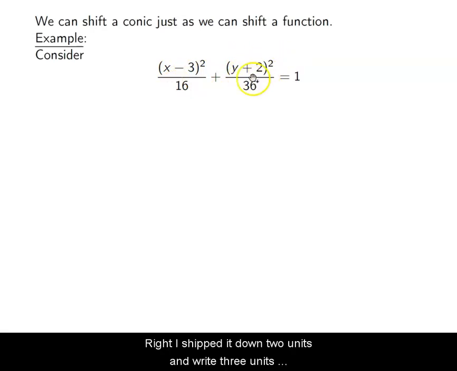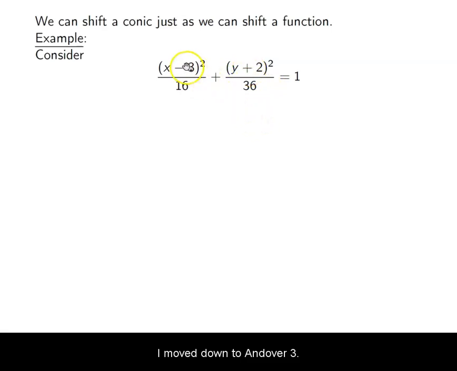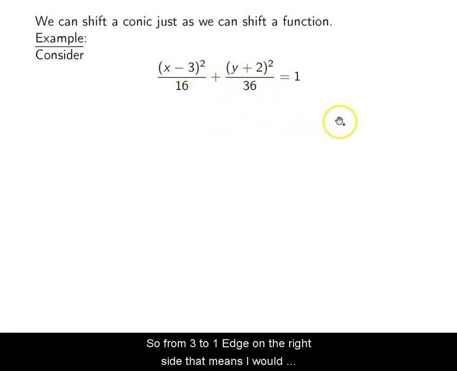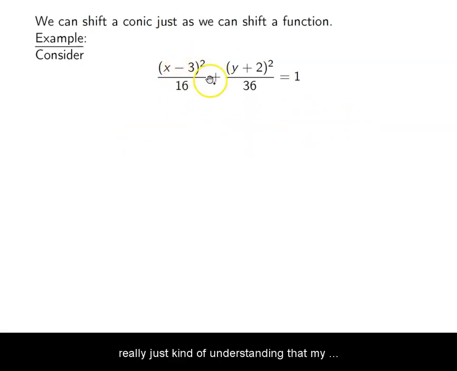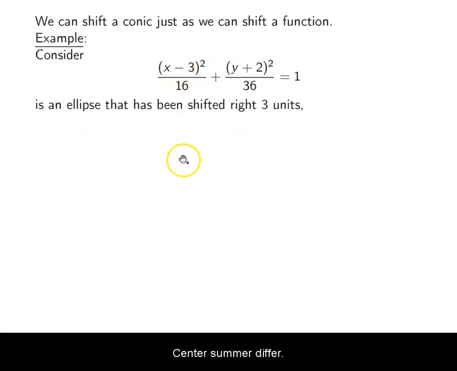I shift it down 2 units and right 3 units, and that is where my center is. So I still have a major axis that has a length of 12, or from the center of the ellipse to one of the vertices for the major axis has a length of 6. And so I move down 2 and over 3. So from 3 to one edge on the right side, that means I would have a vertex at 9. If I go in the other direction, that means that the other vertex would be at -3, right? So I'm really just kind of understanding that my center is somewhere different, okay?